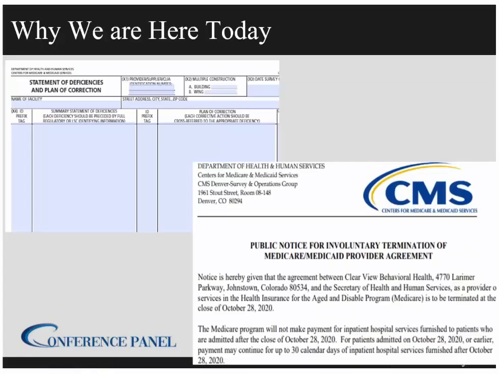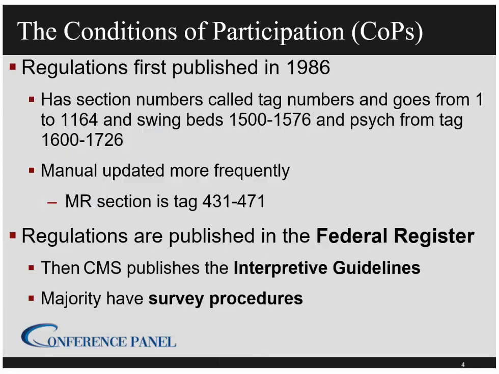So why are we here today? So you don't get one of these, of course. That's a statement of deficiencies and plan of correction. That's what you have to do when CMS finds that you did not meet certain conditions and sometimes certain standards, depending what those standards are. CMS will take care of it, and then you don't get paid for taking care of those patients.